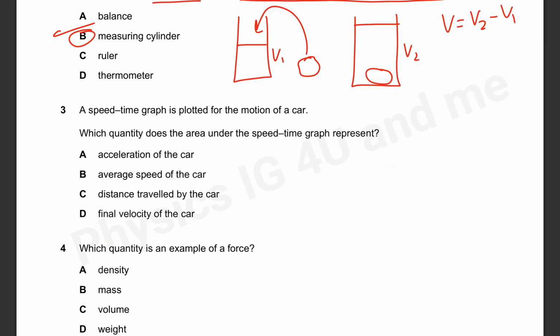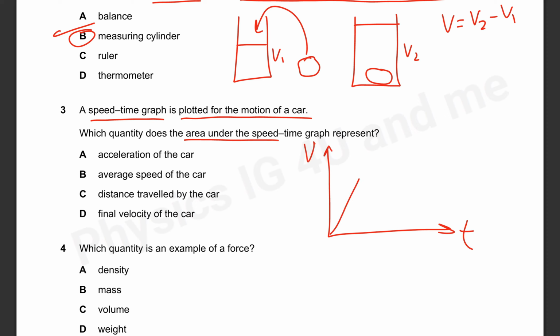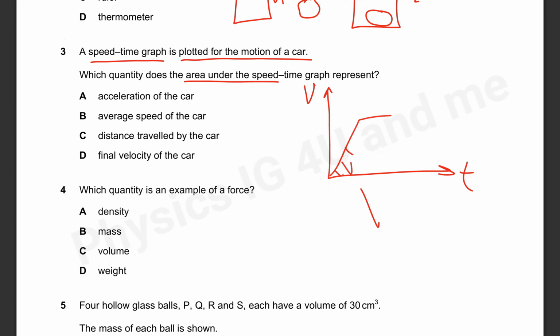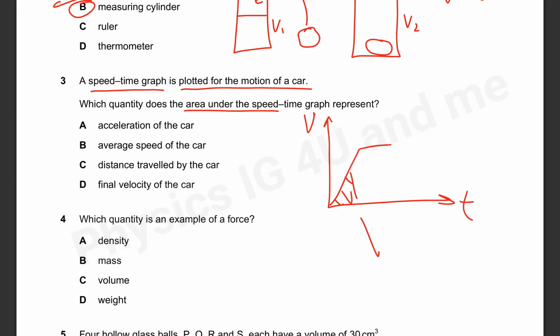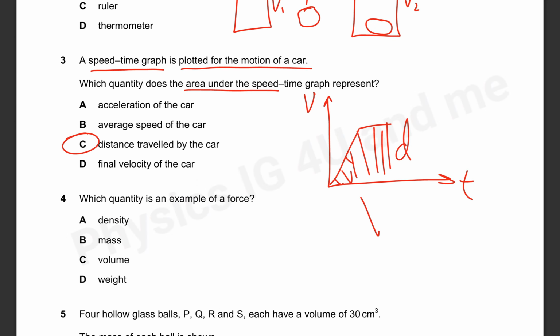Question 3. A speed time graph is plotted for the motion of a car. Which quantity does the area under the speed time graph represent? Remember, speed time graph. This is the speed and this is the time. If the graph is like this, for example, they want the area under the line. As we know, it represents the distance, right? I hope you know this. It's option C.